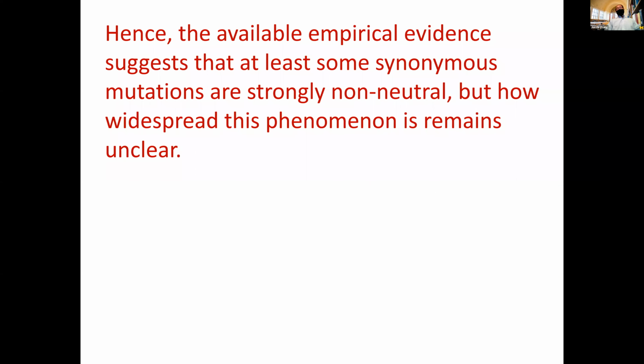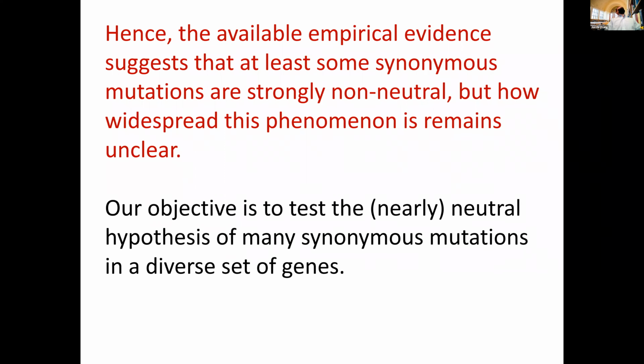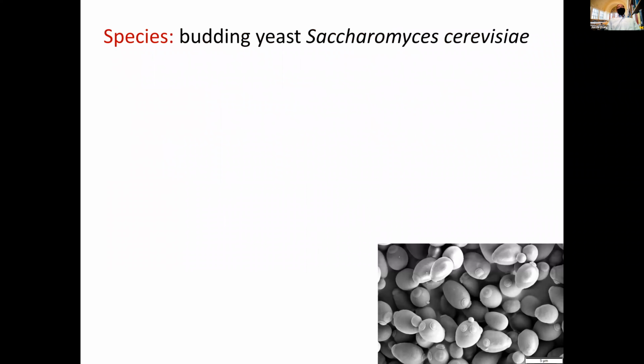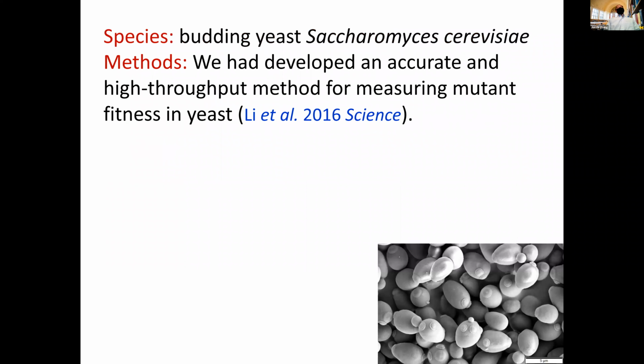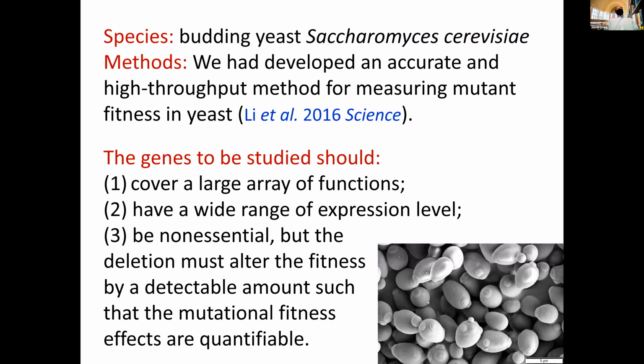So our objective is to test the neutral or nearly neutral hypothesis of many synonymous mutations in a diverse set of genes. Okay, so we're going to use the budding yeast Saccharomyces cerevisiae. We previously developed a method for high throughput measurement of fitness of a large number of mutants in yeast. And I will explain that method in a minute.